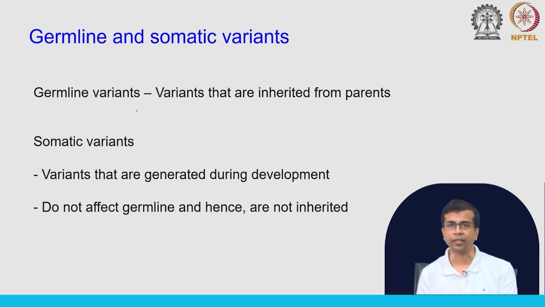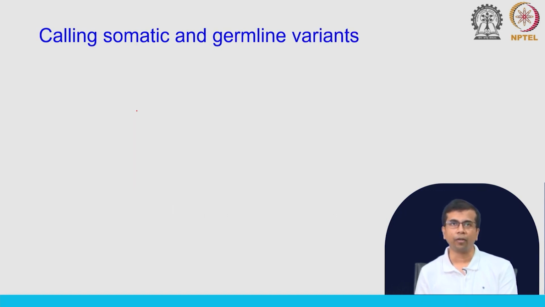I hope it is clear what germline variants and somatic variants are. In our body, germline variants will be present in all cells, whereas somatic variants will be present in only certain cells or certain tissues, and these variations can be different from one tissue to another. So, how do you call these somatic and germline variants? This is important when you are doing variant calling: how do you differentiate between these two?